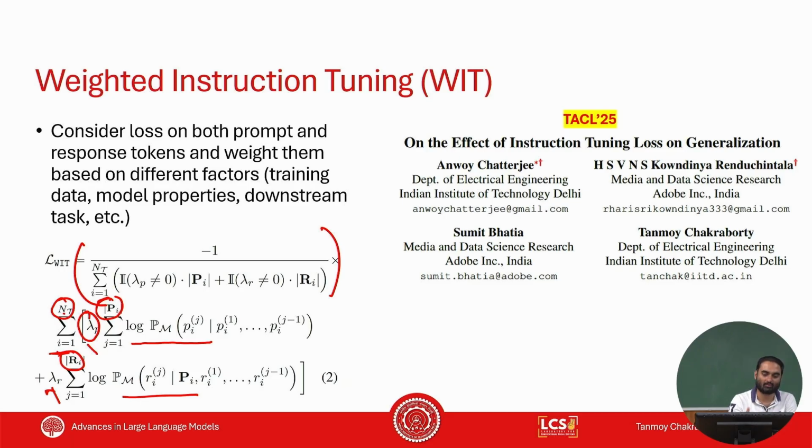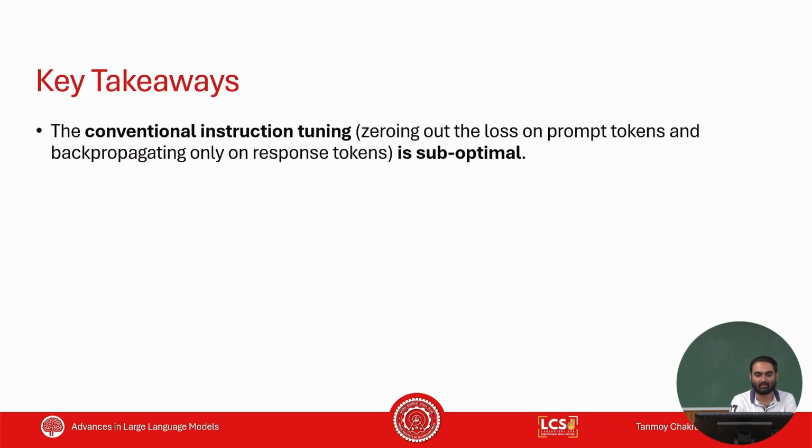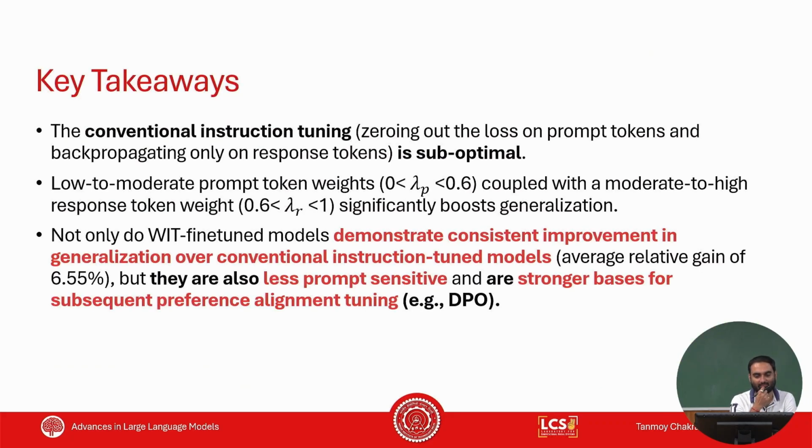But in our paper we haven't discussed how to assign these values of lambda p and lambda r. But we showed experiments across different combinations of lambda p and lambda r, and these observations are interesting. It turned out that the weight of the instruction token should range between 0 to 0.6, and the weight of the response token should range between 0.6 to 1. This range will basically give you the best answer, right?